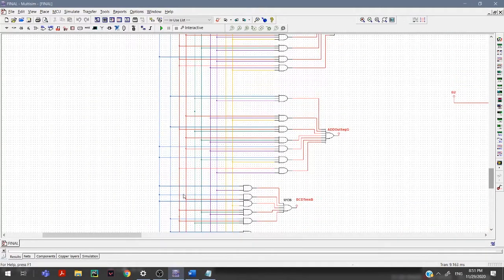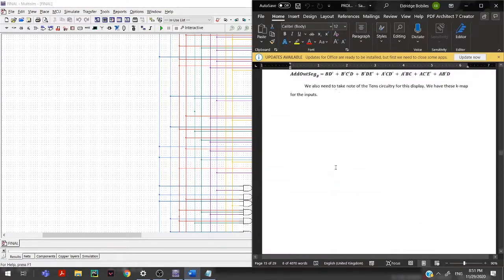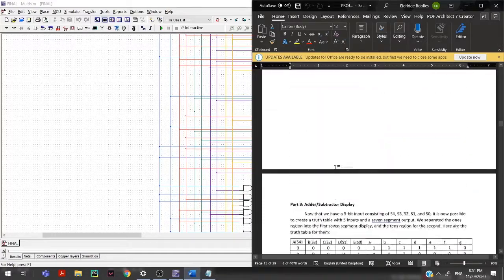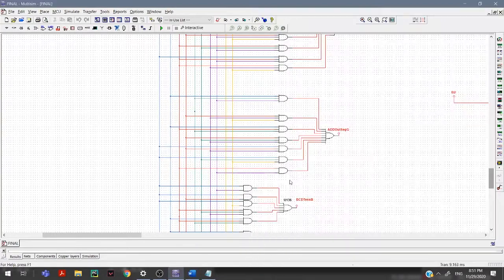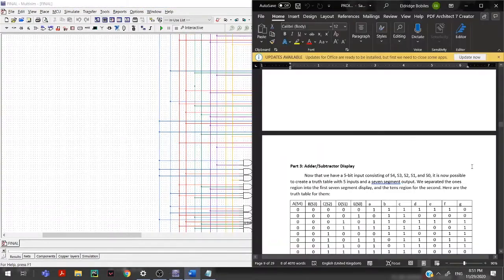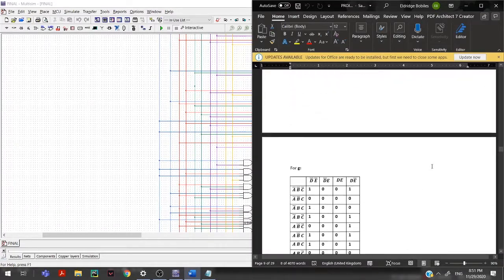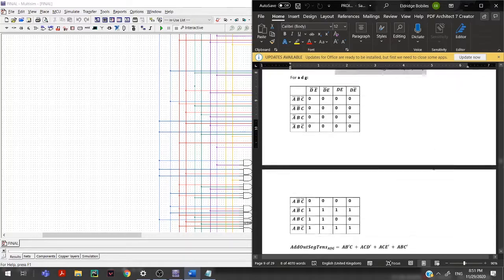So now we are finished with our third part, which is the adder-subtractor display. And we will proceed to the fourth part, which is the multiplication circuit.